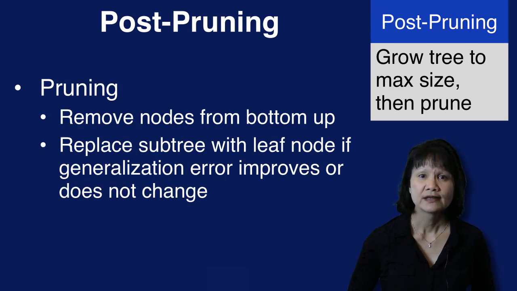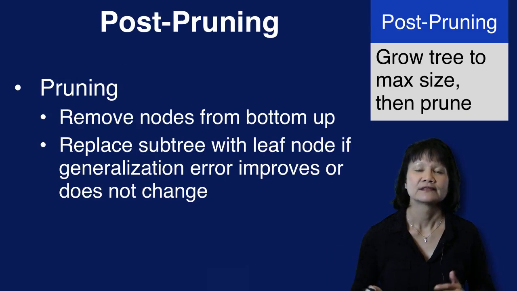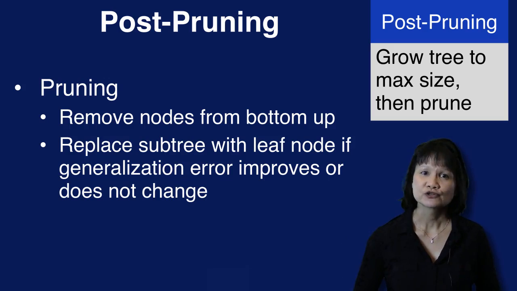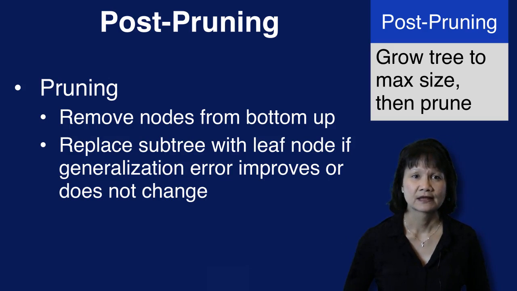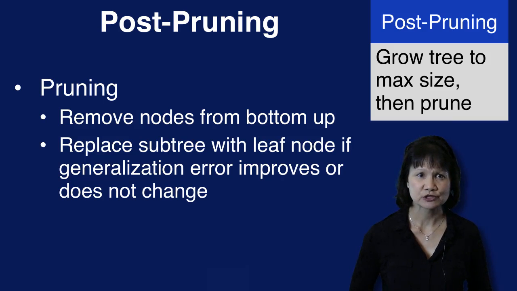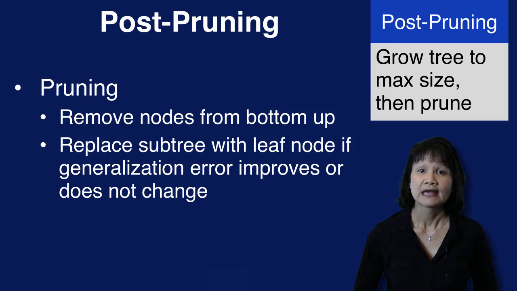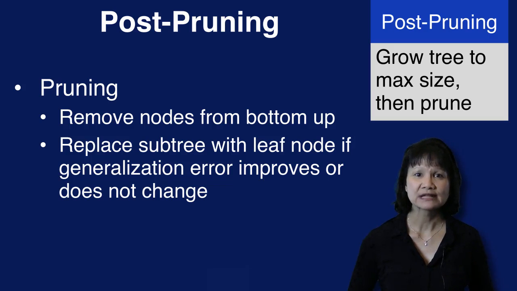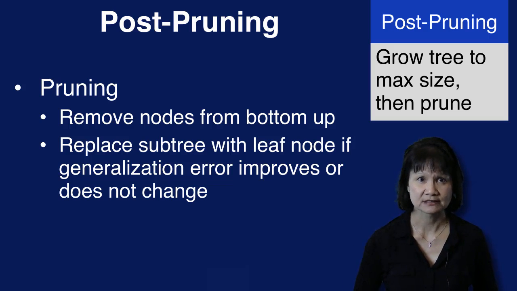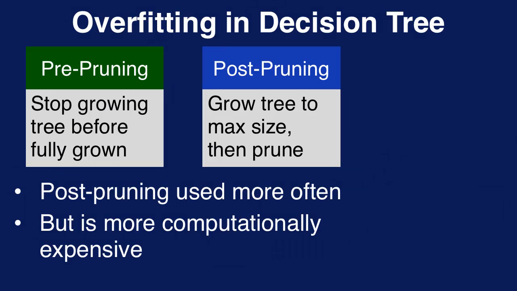In post-pruning, the tree is grown to its maximum size. Then the tree is pruned by removing nodes using a bottom-up approach. That is, the tree is trimmed starting with the leaf nodes. The pruning is done by replacing a subtree with the leaf node if this improves the generalization error, or if there is no change to the generalization error with this replacement. In other words, if removing a subtree does not have a negative effect on the generalization error, then the nodes in that subtree only add to the complexity of the tree and not to its overall performance, and so those nodes should be removed.